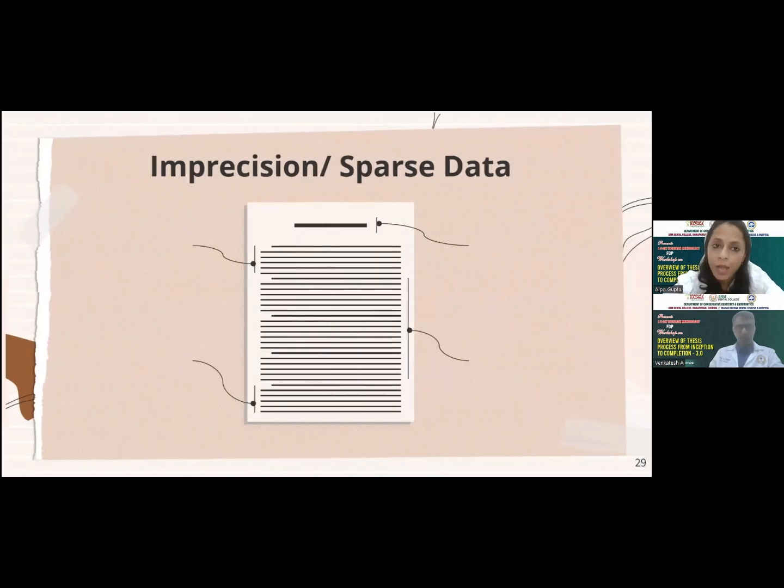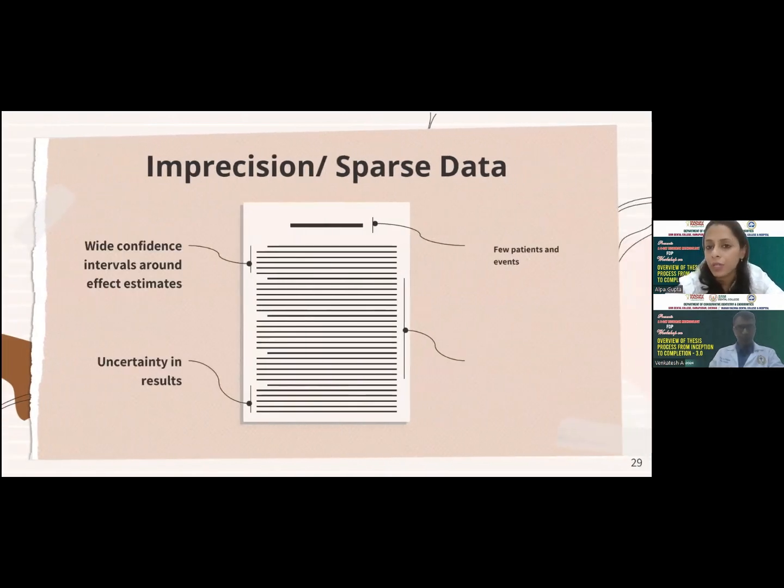The last point which we have to consider is imprecision. Imprecision is governed by certain factors. Number one is the study size, the sample size. If there are few patients in the study, definitely imprecision will be there because of the wide confidence interval around the estimate of the effects. That will definitely deteriorate the quality of evidence.